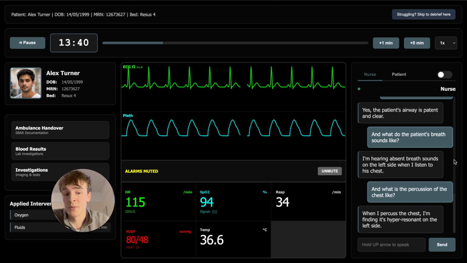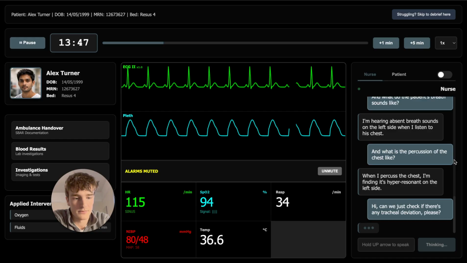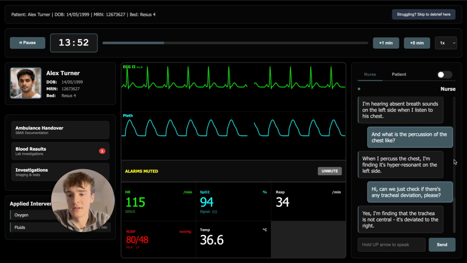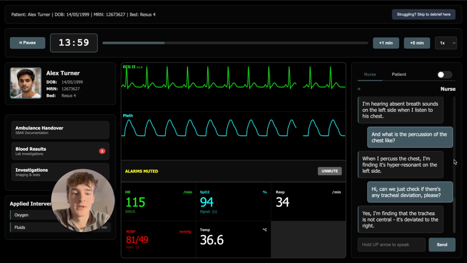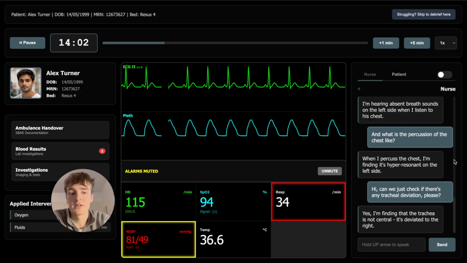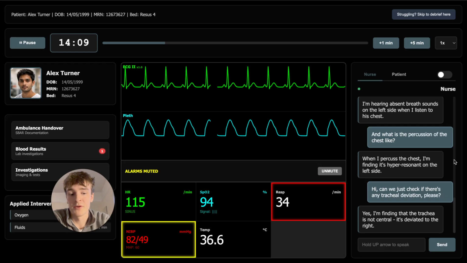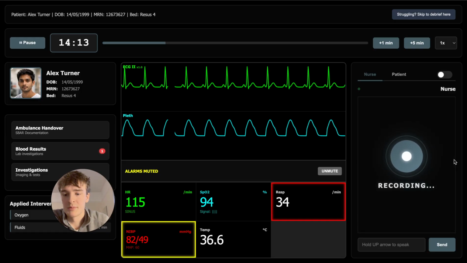Tracheal deviation would be a good thing to check. Hi, can we just check if there's any tracheal deviation, please? Right, the trachea is deviated. So what this means is that we basically have a tension pneumothorax based off the clinical picture. Now, as we know, we should be treating off the clinical picture, not X-rays and so on. So we're going to do a needle aspiration, but first I'm going to request a chest X-ray just to show how the system works. Hi, could I get a chest X-ray, please?